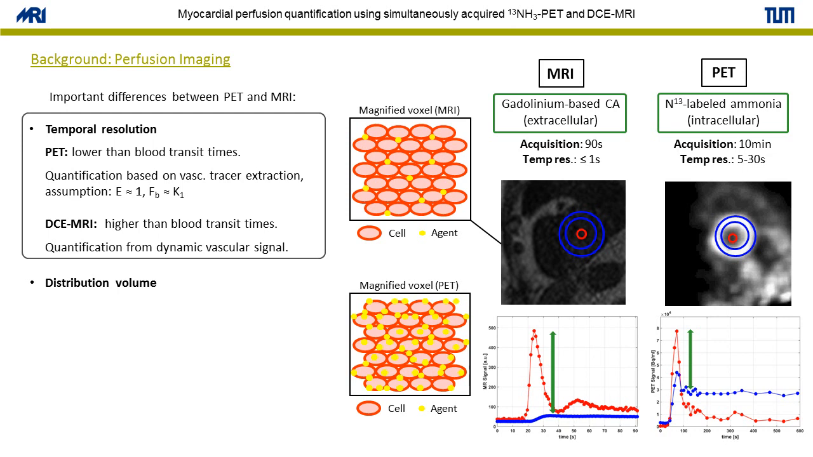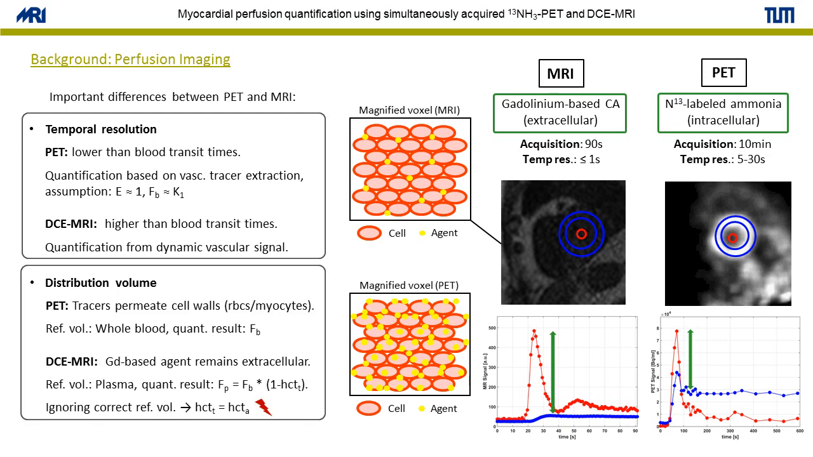Another important difference with respect to perfusion imaging between PET and MRI is the distribution volume of the agent that is actually used to probe perfusion. For MRI, this is usually a gadolinium-based contrast agent which remains exclusively extracellular, while for PET, the tracers are smaller and may distribute intracellular. For PET, this means that the natural reference volume for perfusion quantification is actually whole blood, which means that the quantification result is usually blood flow, which we denote as FB.